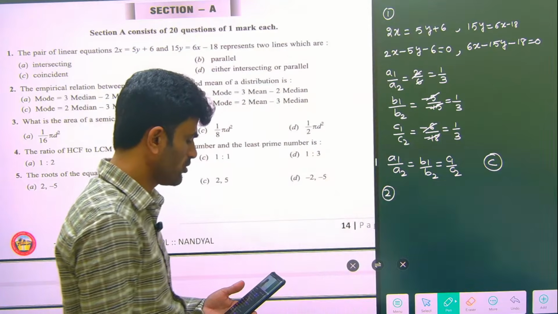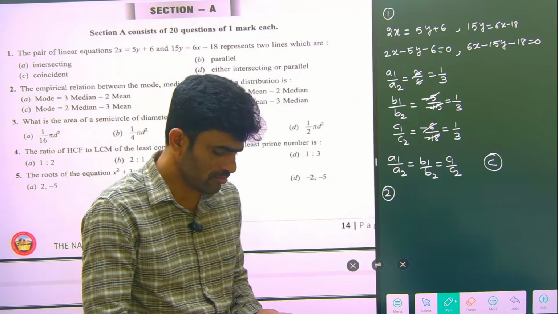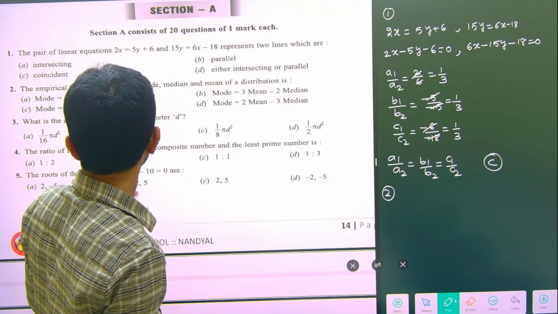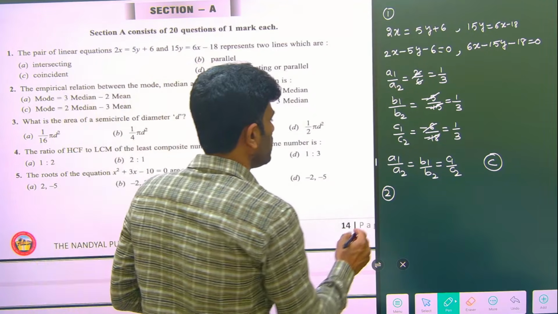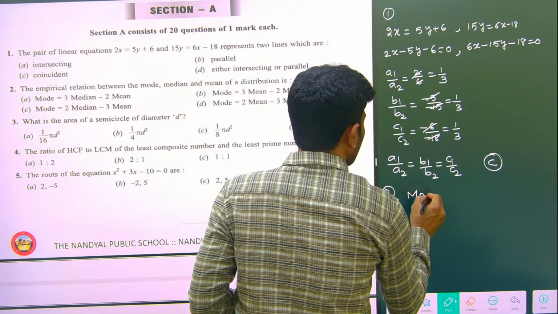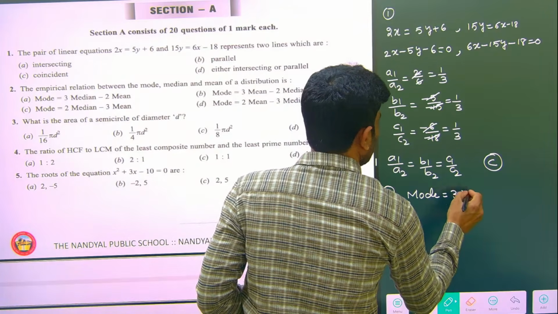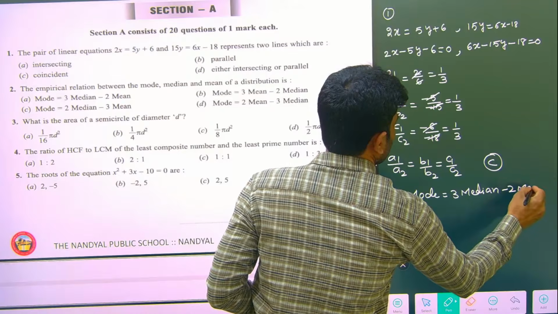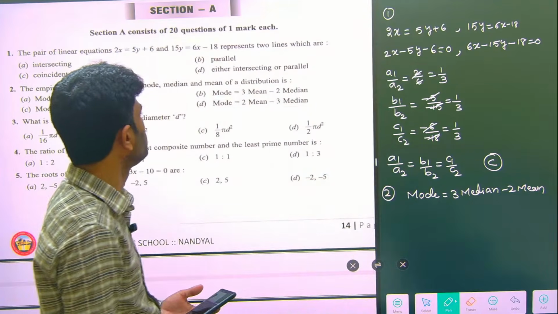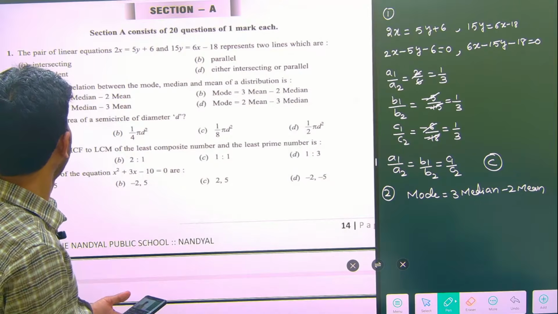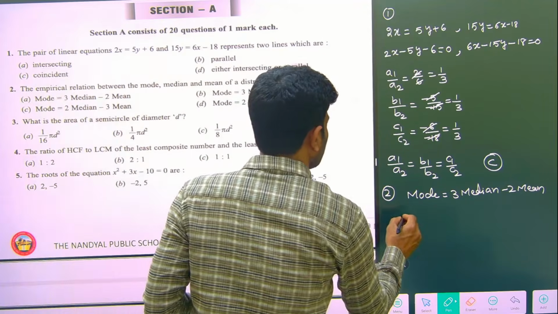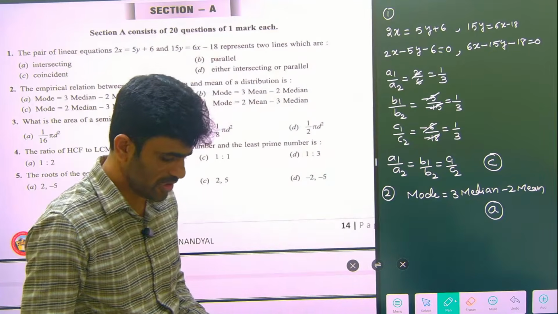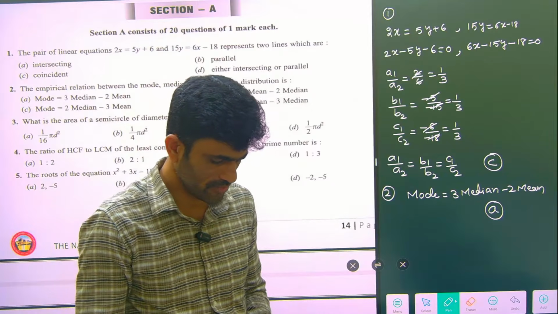Now second question. The empirical relation between mean, median and mode. It is an important formula. Mode is equal to 3 median minus 2 mean. Now tell me where we have that 3 median minus 2 mean. Option A, the first option only. Remember this formula in statistics. Yeah, correct.